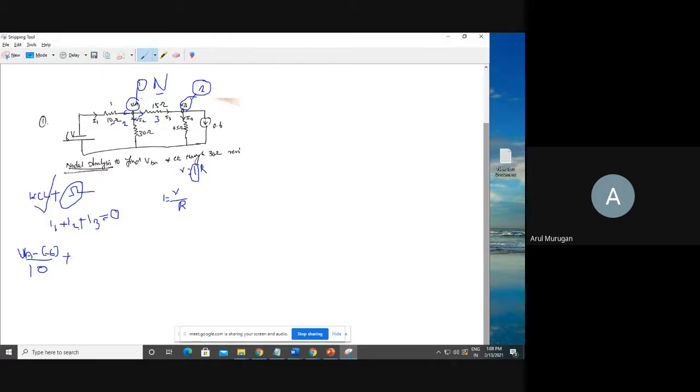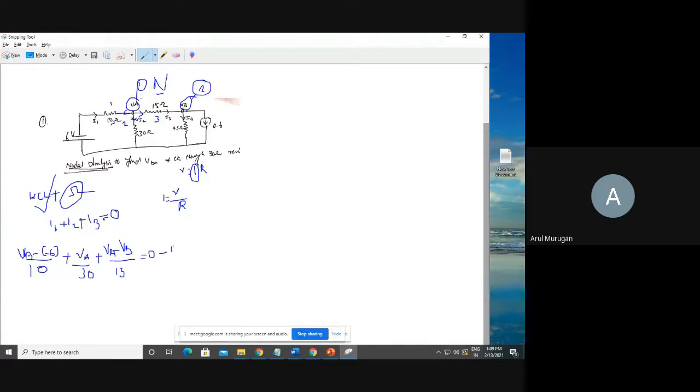Then plus I2. Where is I2? This is in the downward direction. Then VA divided by 30. Then plus I3. Where it is going from VA to VB, the source is there. Write VA minus VB divided by the ohm value, 15 ohm. Write the 15. That's all about equation number 1.